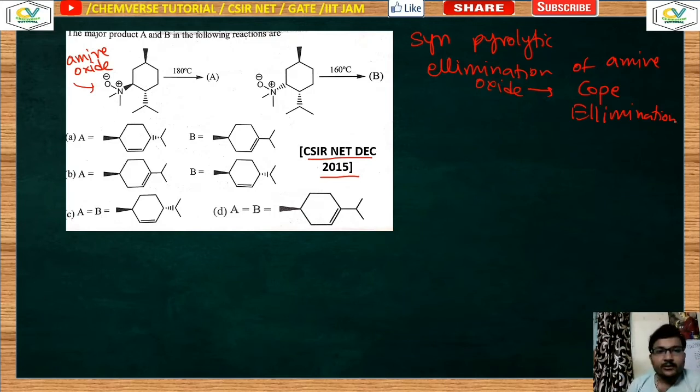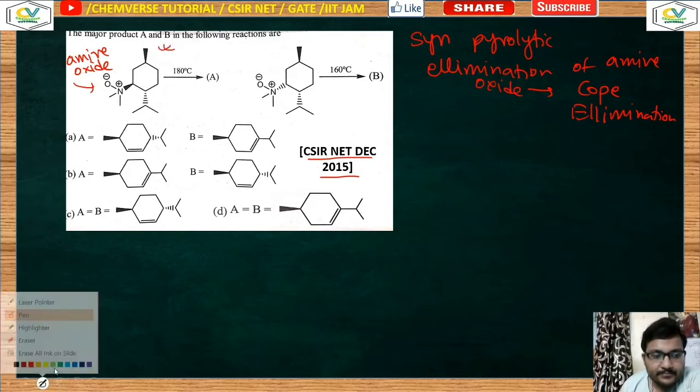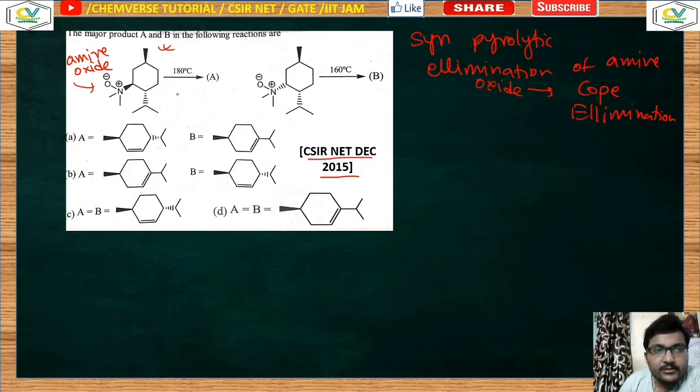It is syn elimination. So for the case of first molecule, okay, just look into this portion. This is your, with this carbon, the nitrogen, this amine oxide is present. So this is your beta carbon, and here is also another beta carbon. These two are nothing but your beta carbon. Okay. Now here one hydrogen is present in the above position. Here also one hydrogen is present in the above position. There are two hydrogens, one will be in the above position. So the question is from which side it will abstract the hydrogen, because on both sides it is getting the hydrogen in the syn position.